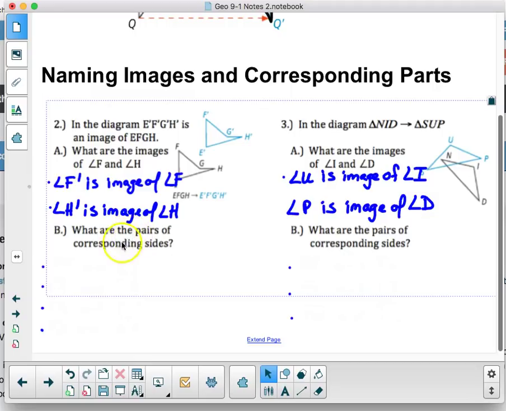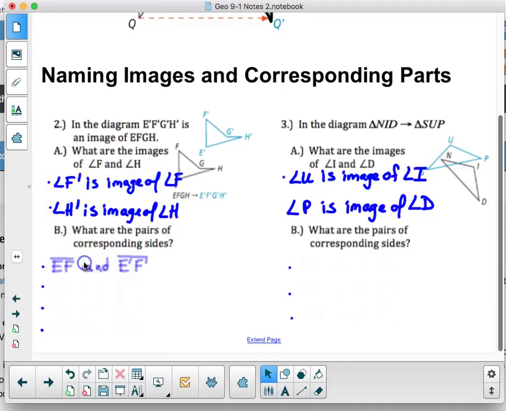Now, what are the pairs of corresponding sides of this first example? If I look at pairs of corresponding sides, what I want you to realize is that I've got EF, FG, GH, and EH, and they're going to be paired up with E prime F prime, F prime G prime, G prime H prime, and E prime H prime.